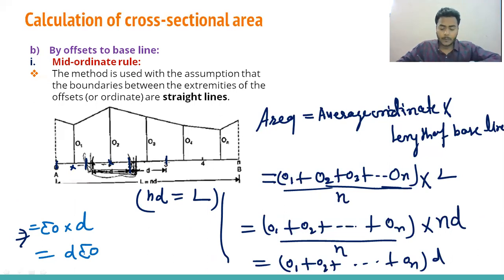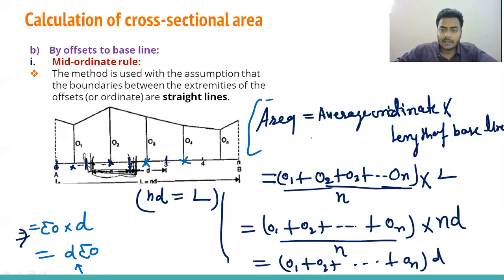So one point we have to remember: in this case, we have divided the whole baseline into a number of regular intervals, and the length of each interval is D. Here D is the length of each interval, right? We take the ordinate at the midpoint of each interval. Like in this case, we take the ordinate O1, at this point O2, this middle point O3, this middle point O4, like that.